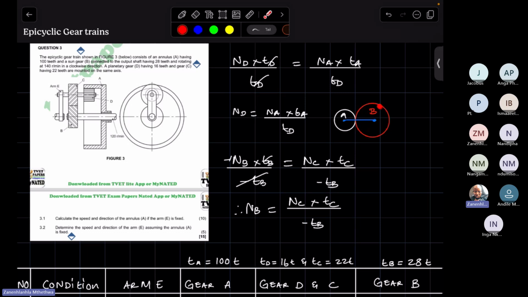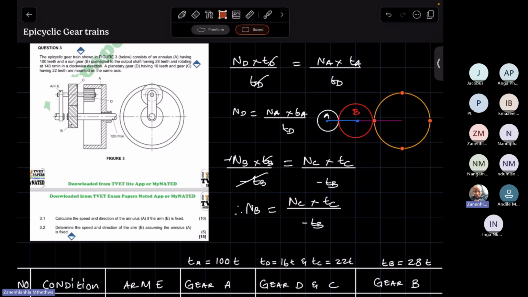always choose the biggest gear in the system. It can be two gears, or a number of gears. By number of gears, I mean there could be a gear C here, connected with the arm. The blue line represents the arm. So all these gears would be connected with this arm, making this an epicyclic gear system.